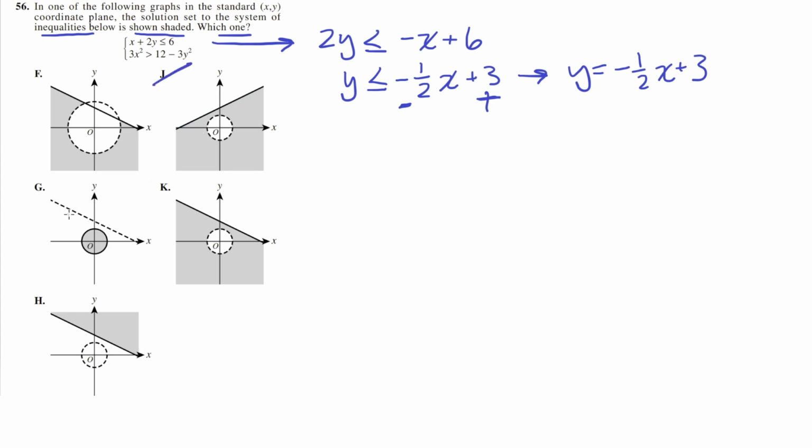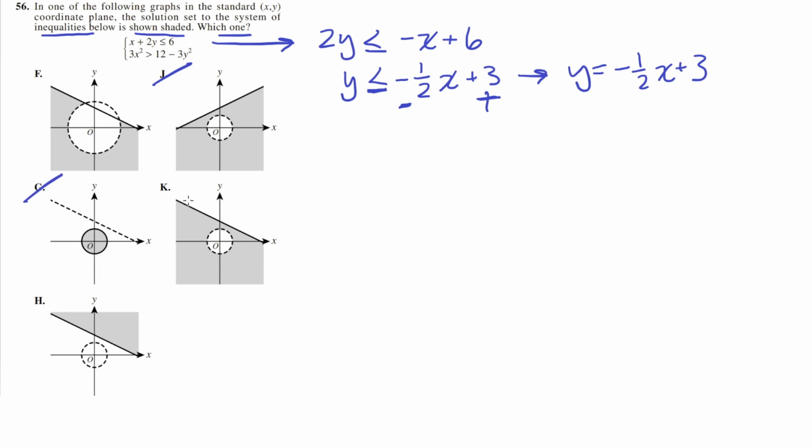Here, the line has a negative slope and a positive y-intercept, but since this line is dotted, it means that the line is not included in the solution. But that's incorrect because this inequality says y is less than or equal to negative 1/2 x plus 3. So the line has to be included. It needs to be a solid line. So we can eliminate G.